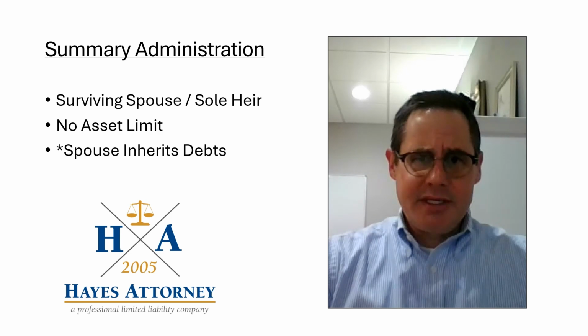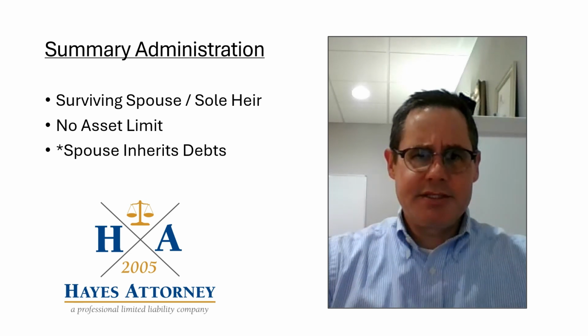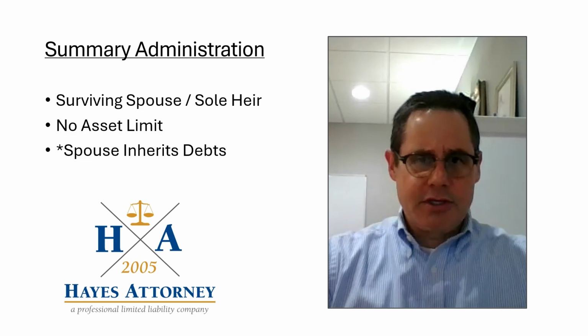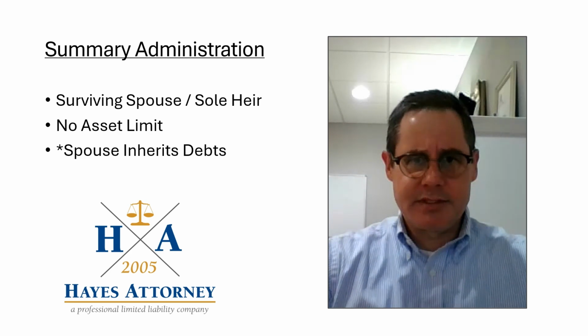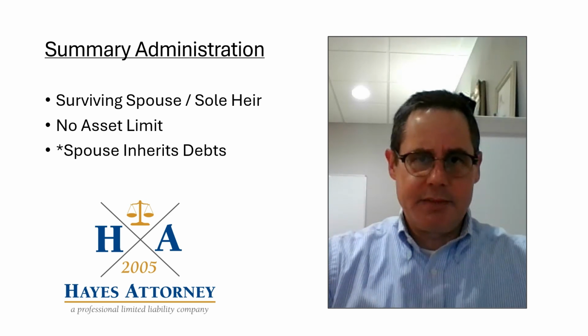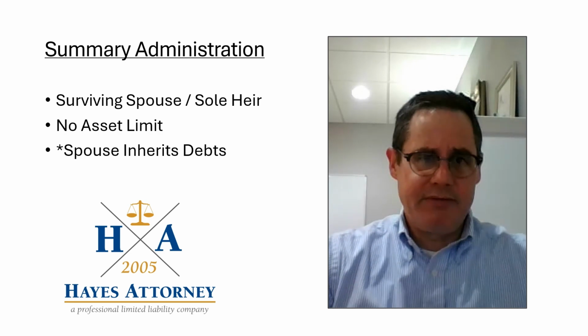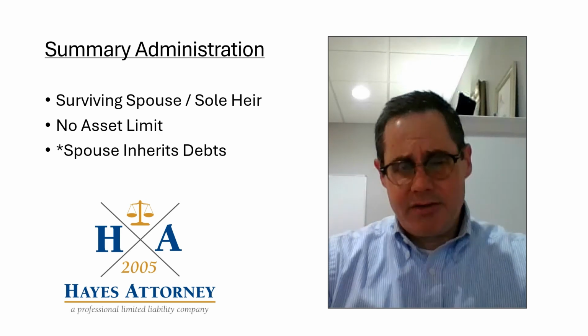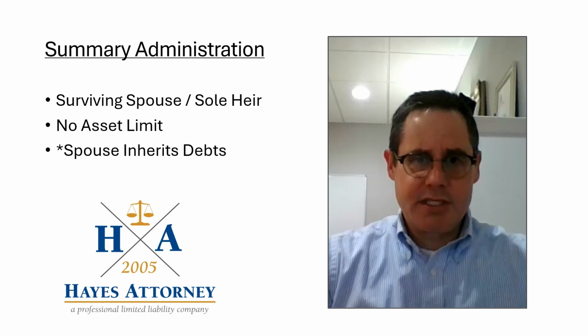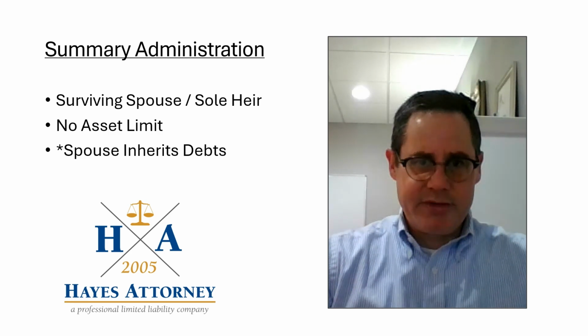The unique thing about this, distinct from a small administration, is that there is no asset limit. Like the small administration, where it had to be under $30,000 or under $20,000 generally, or under $30,000 for a surviving spouse even after the spousal allowance. In a summary administration, there is no asset limit. It could be $2 million, if you wanted it to be. The other distinct characteristic about a summary administration is, whereas in other types of estate administrations the estate is responsible for the debts, in a summary administration the caveat is the surviving spouse would inherit the debts in this situation.